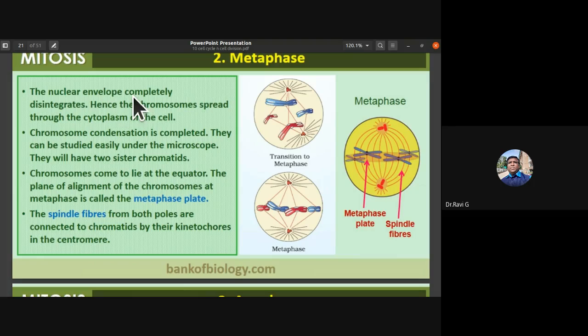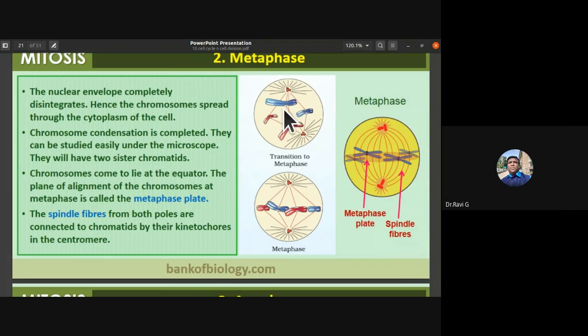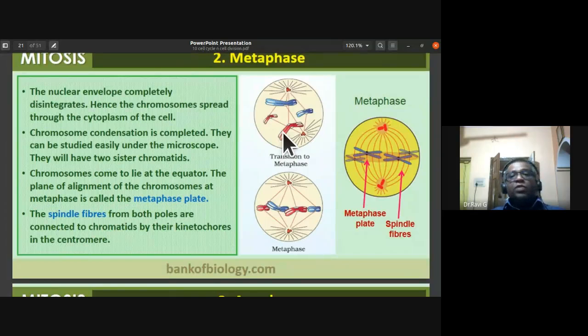The nuclear envelope in the metaphase stage completely disintegrates. So the chromosomes float and spread within the cytoplasm of the cell. The chromosome condensation is completed, the condensation of the chromatin fibers is completed. I've already told you the best stage to study the structure of the chromosome is the metaphase stage, so they can be studied under the microscope.